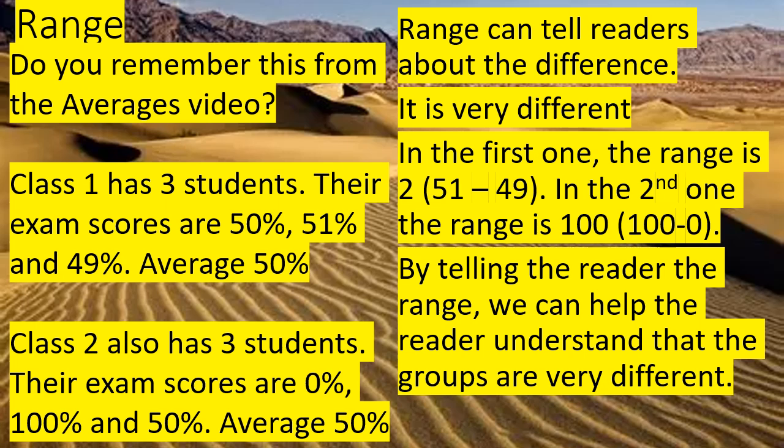So, with averages, even though the average is the same, they can hide big differences in the underlying data. The range can tell the reader about the difference. It's very different. In the first one, the range is 2, 51 minus 49. In the second one, the range is 100, 100 minus 0. So by telling the reader the range, we can help the reader understand that the groups are very different.